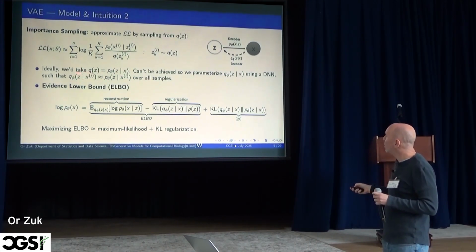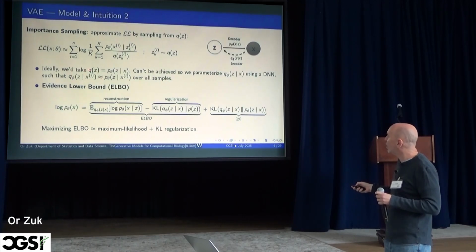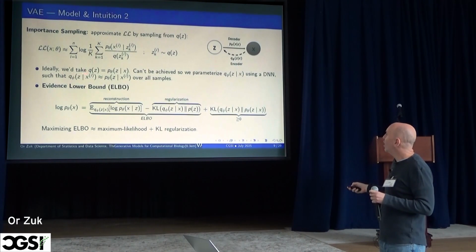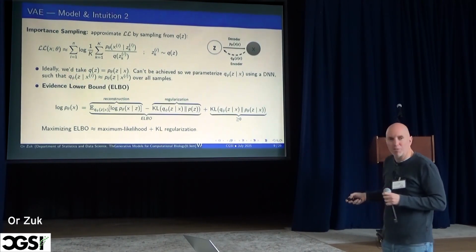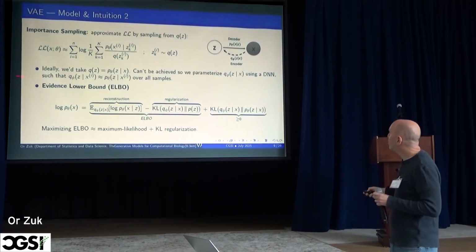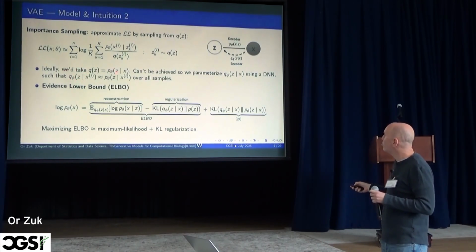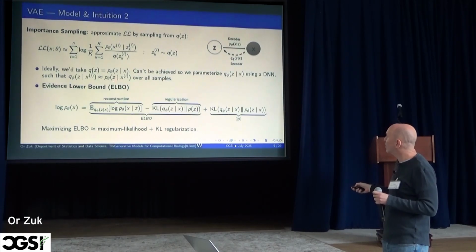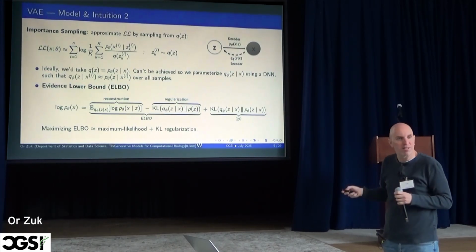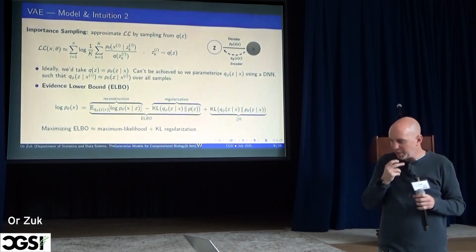So what we are doing is we have an additional parameterized family of distributions, also implemented by a neural network. We train the parameters of this distribution such that they approximate the true conditional distribution of the latent variable given our sample.